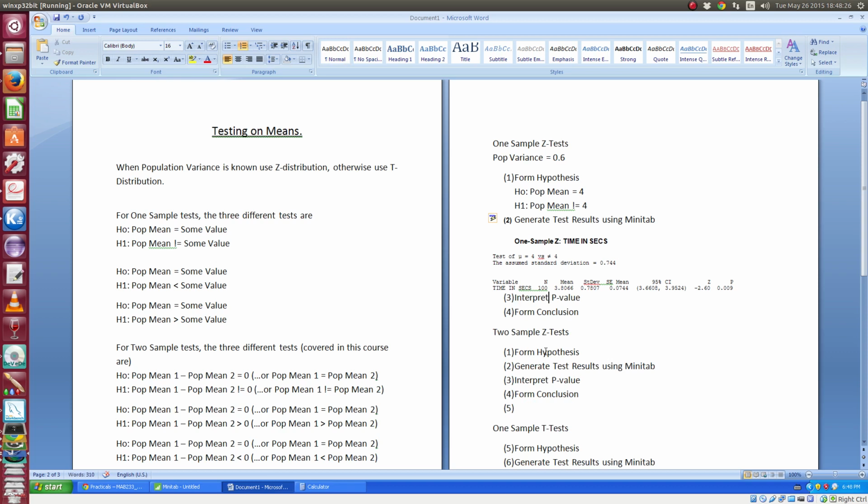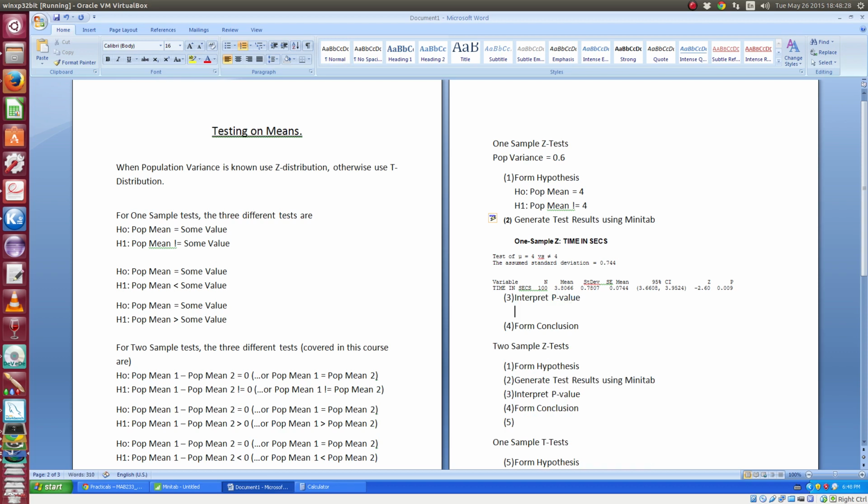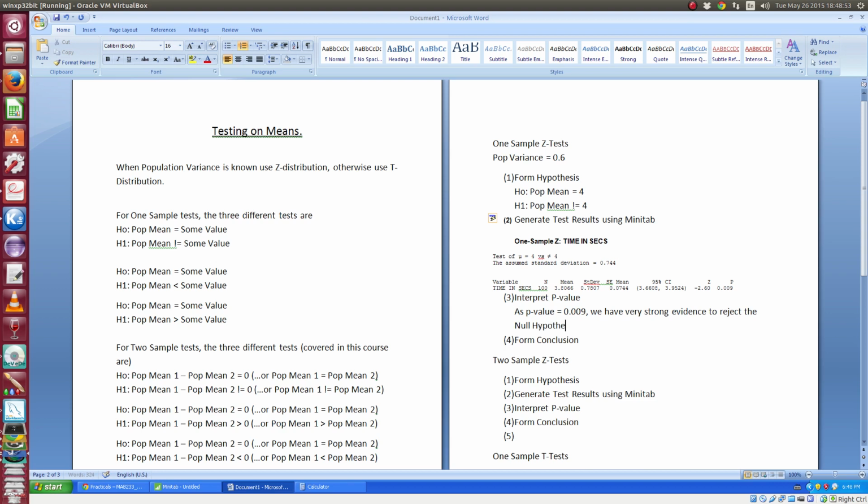So really the only thing that we're interested in this case is interpreting the p-value. So in terms of interpreting the p-value, it's exactly the same as for every other video I've done and for everything that we've been taught within the class. So we just list it in a very simple fashion as the p-value, which equals, in this case, 0.009. So we've got roughly 0.9%. In this case, we have very strong evidence to reject the null hypothesis.